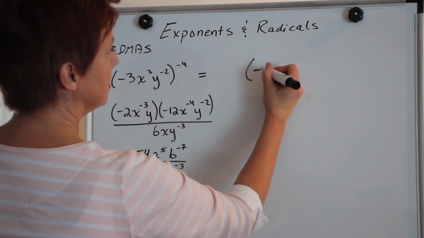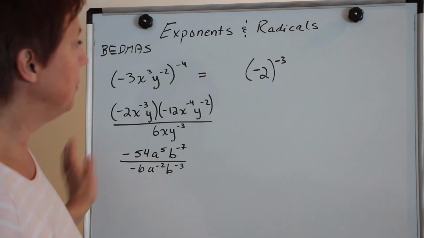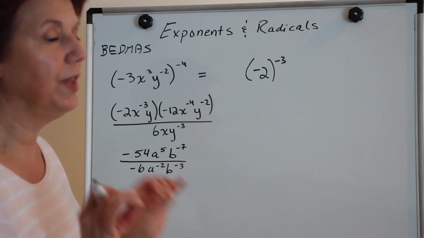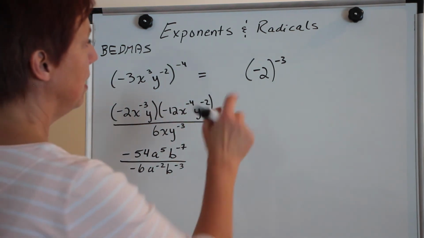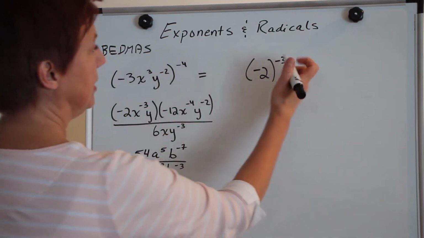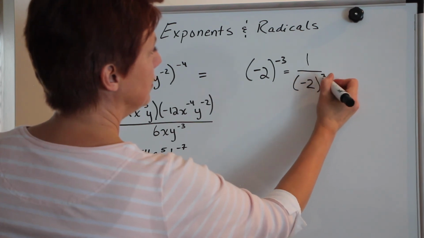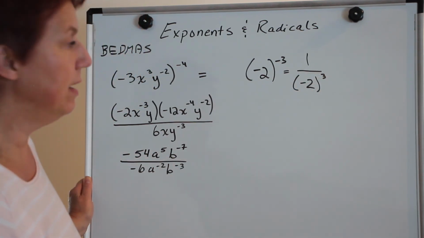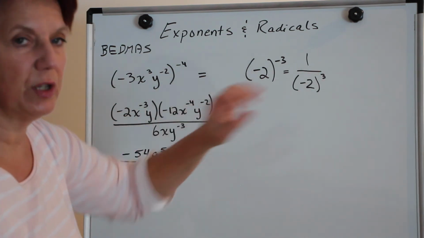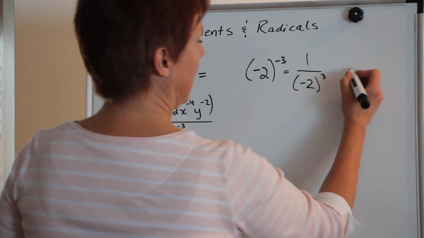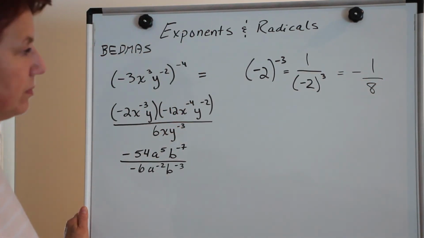So if you see this and you think, oh, that'll be positive 8 because the negatives cancel out, no, that is absolutely wrong, and it's a mistake that is made right up into grade 12 math. The way we solve this, I'll come back to this in a minute, is we go 1 over negative 2 to the power of positive 3, okay? And now we take the negative 2 and raise it to the 3, which will be negative, and we end up with an answer of negative 1 over 8.